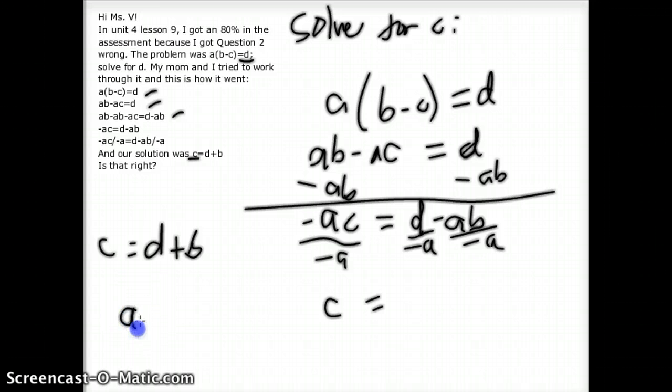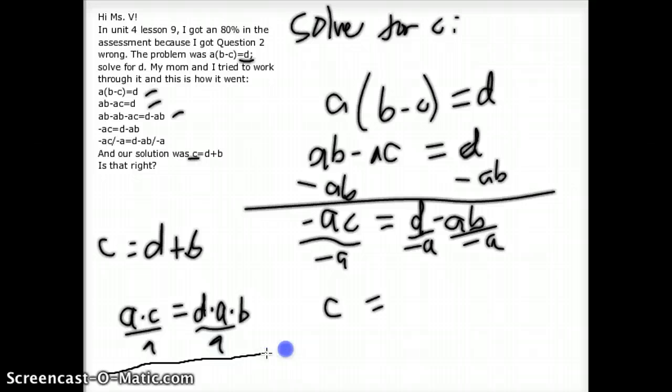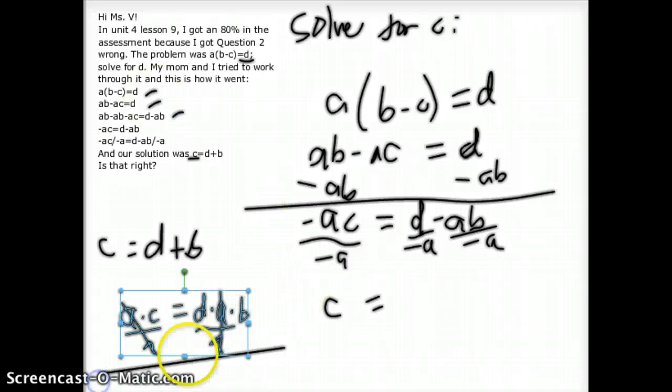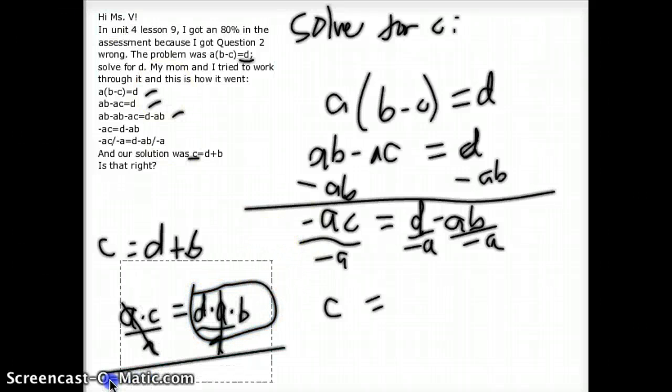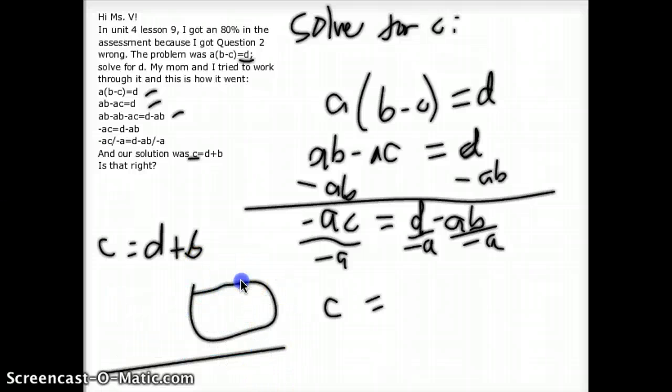So like this, A times C is equal to D times A times B. If it's being multiplied, then you can just divide by A, and that's when the A's would cancel out. However, if it's being added or subtracted, then you have more than one term. Because in this case, this is just one term, yeah? So you only divide it once. But if it's being added or subtracted, there's actually several terms in there.